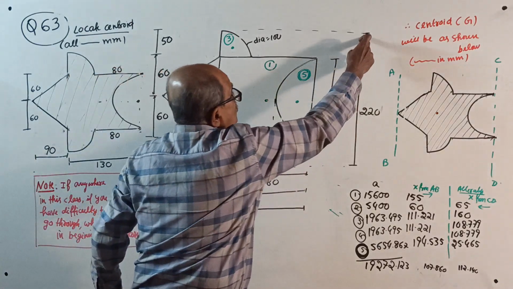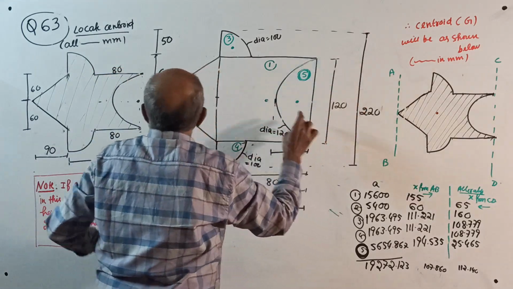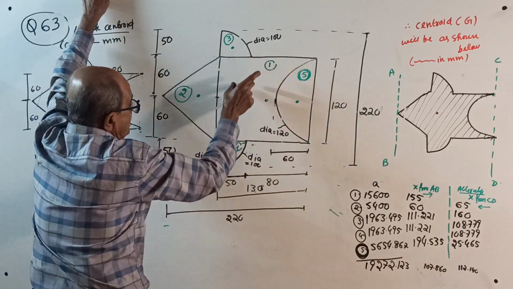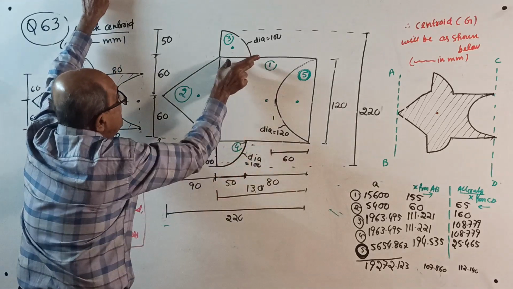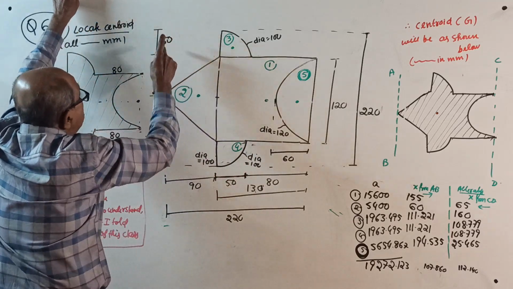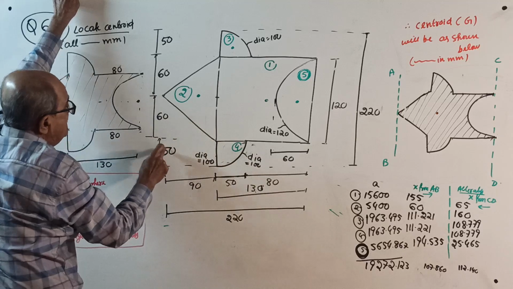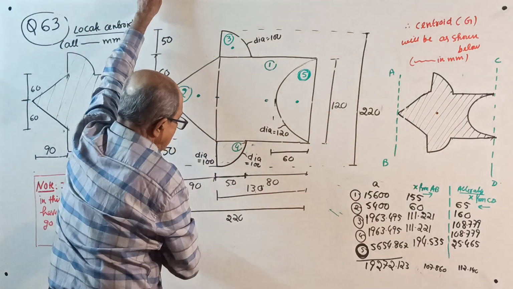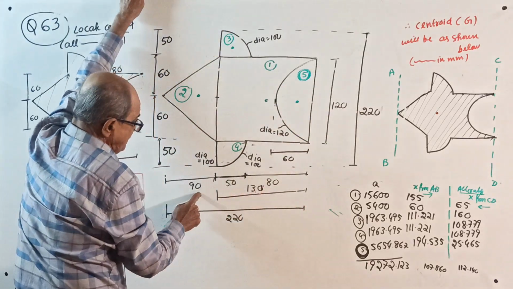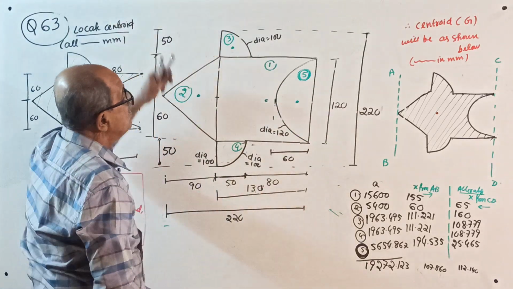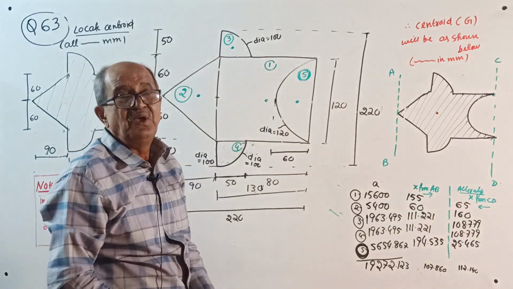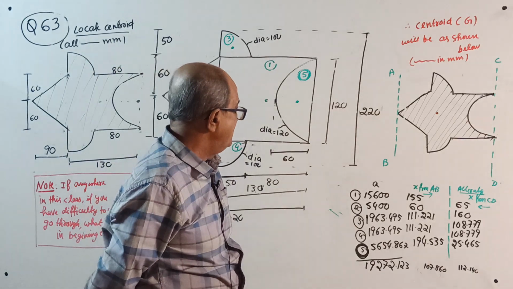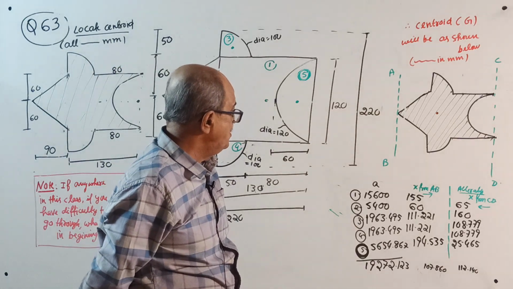Now, how did I get 220? If this is 50, this also 50, the radius. 50 here, the same projection, 50 here, 50 here. 50 plus 60 plus 60 plus 50 is 100 plus 120, 220. The full base is 130 plus 90, which is 220. Both are equal, it is only a coincidence.